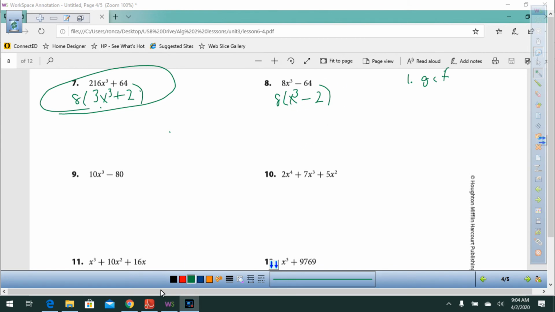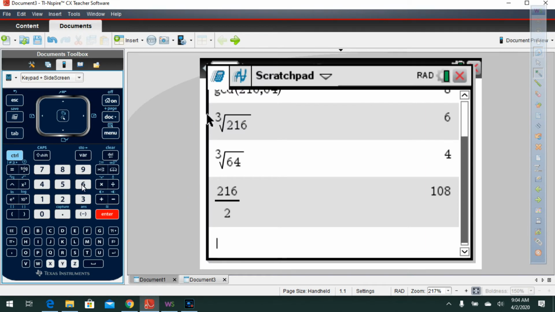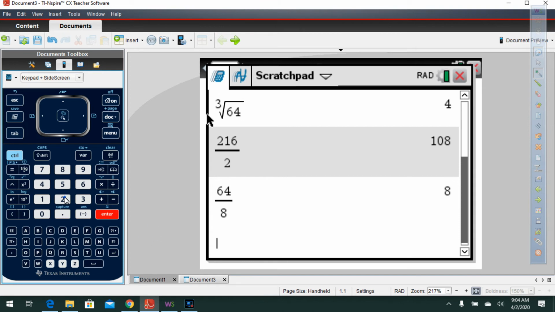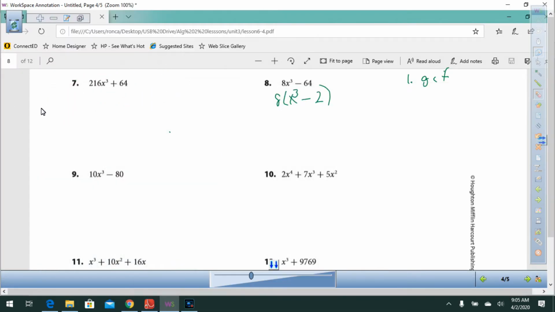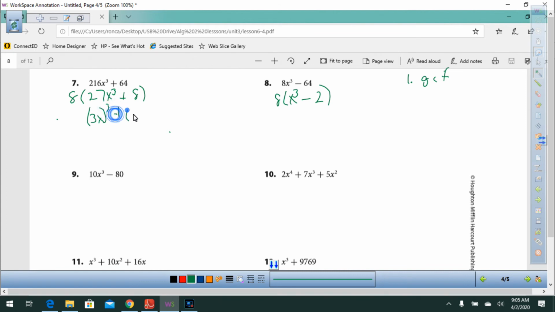And I'm looking at this, and I just now noticed this. 64 divided by 8 is 8. Well, 216 divided by 8 is 27. So over here, take that 8 out, and you've got 27x cubed plus 8. Well, again, you've got two terms. This is 3x cubed plus, and then that's 2 cubed. And all that's multiplied by 8. So you've got 8, and then 3x plus 2.